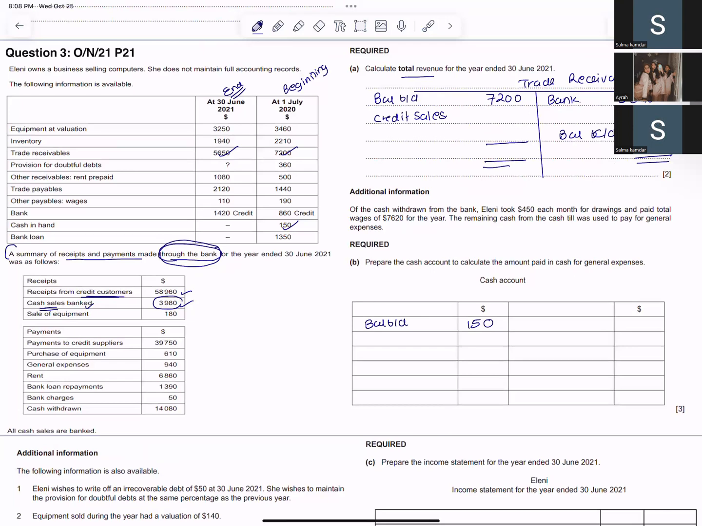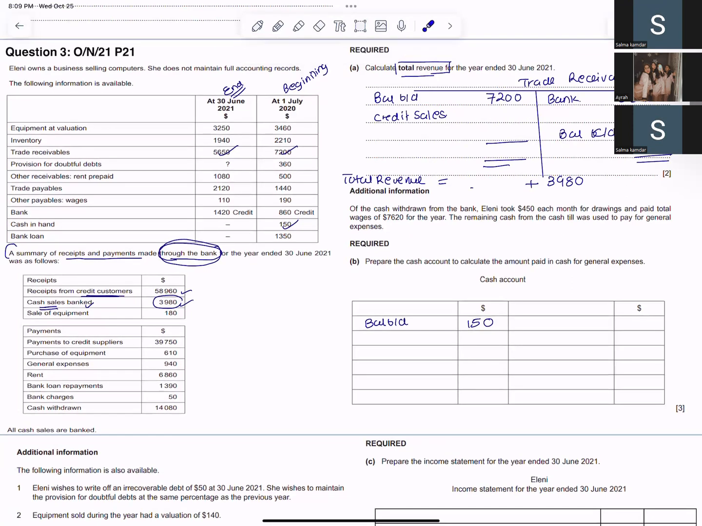Now over here, if you read the question, what have they asked us to calculate? Total revenue. Total revenue is always made up of credit sales plus cash sales. And I have cash sales of 3980, and credit sales I will find out from here. Just keep that in mind. Then what do you have?